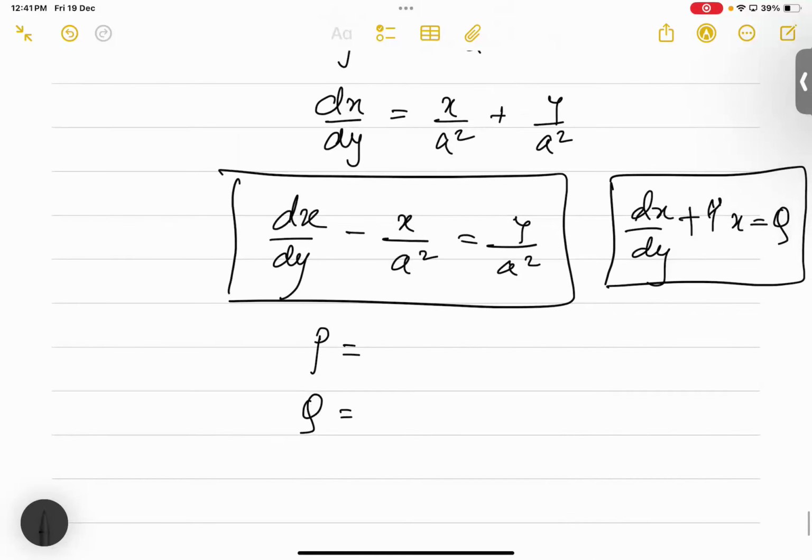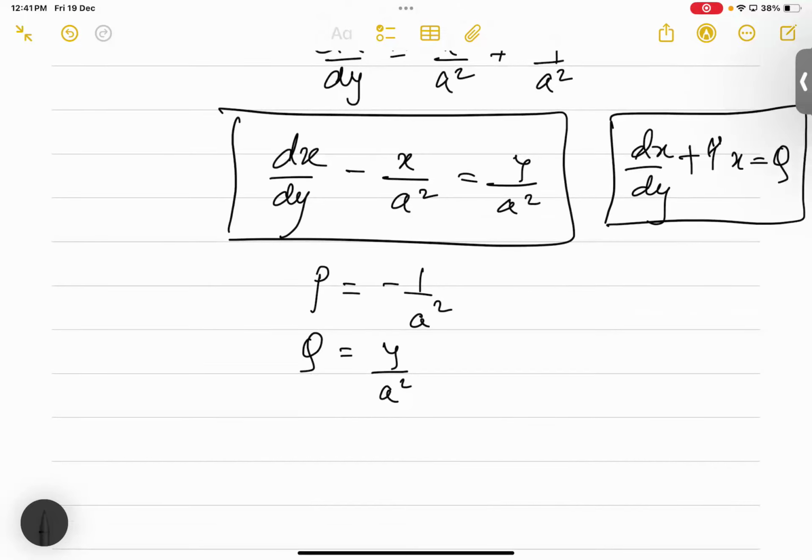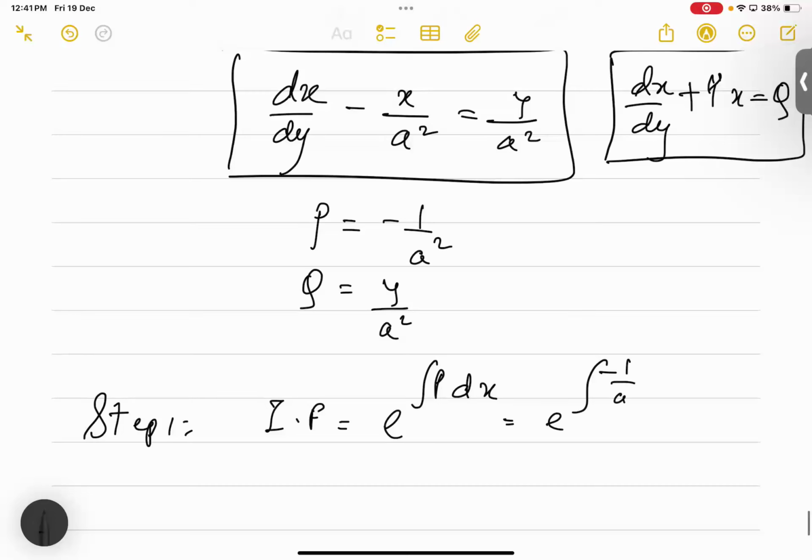What is P and what is Q? Y upon a square. The entire right hand side is Q. Also write whatever term is there, x, y, that also has to be written. Step 1. IF, integration of P dx. What is P? Minus 1 upon a square. Minus 1 upon a square is a constant. So here 1 is left, into x. Minus x upon a square. Correct?